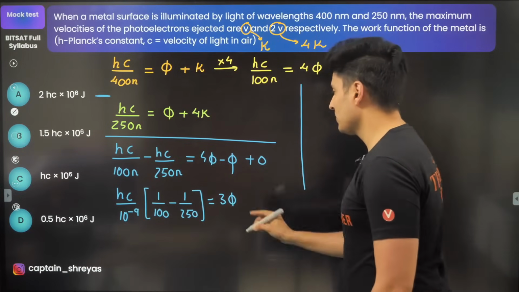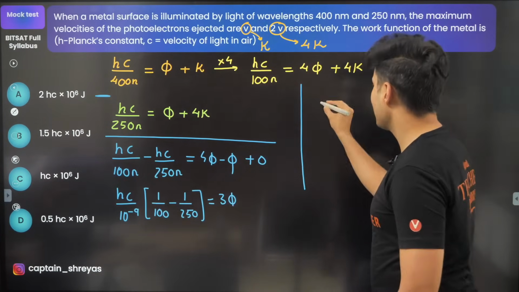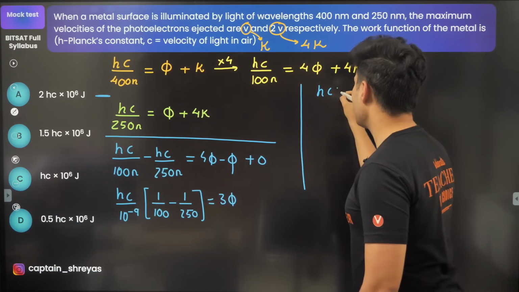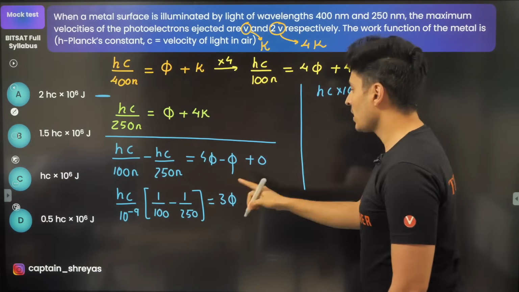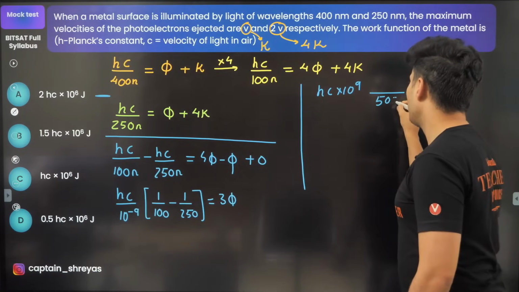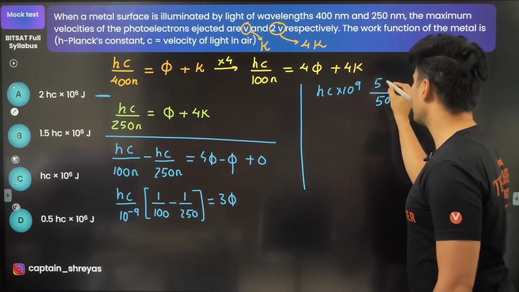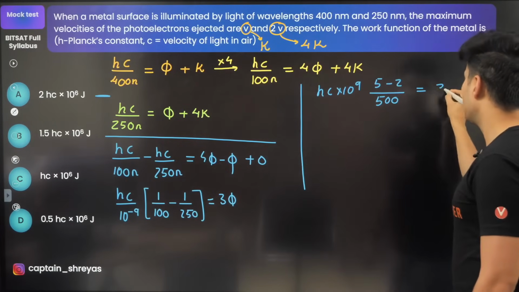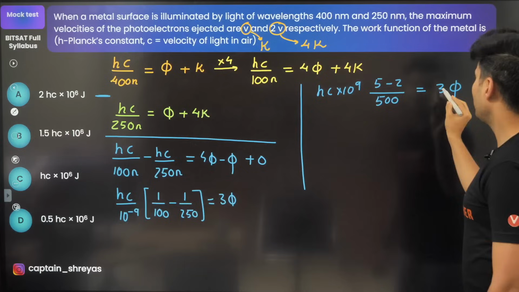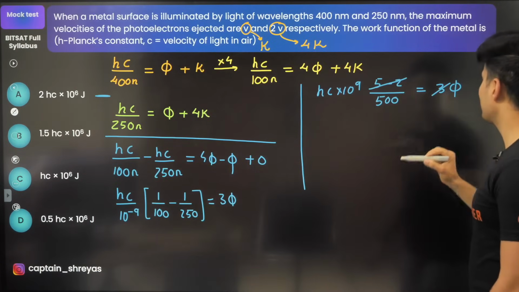Now, rest of the things are pretty much straightforward. All you need to do is take the LCM and all of that. So this will be hc into 10 to the power 9. Now the LCM is going to be 500. Okay, so you put 500 over here. Now that will go 5 times. This will go 2 times. So 5 minus 2 is equal to 3 times of phi. Now 5 minus 2 and 3 both are same. So obviously this will cancel with this.